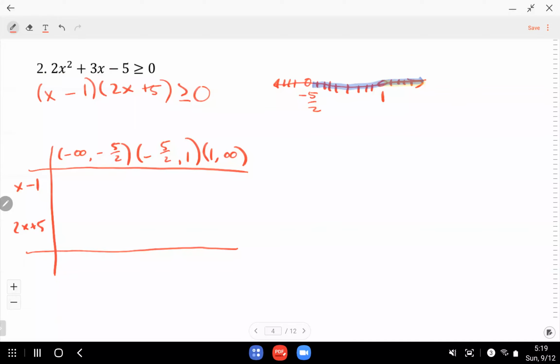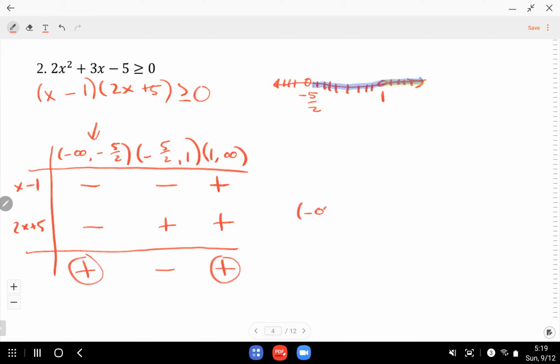So, when is x minus 1 positive? It's negative here, and positive here. And 2x plus 5 is positive in these two intervals, and negative here. Since you're multiplying them together, they're both negative in this interval, and a negative times a negative is positive. So this is positive, and we want positive because we want it to be greater than or equal to 0. Then this is negative and this is positive. These are our two solutions.